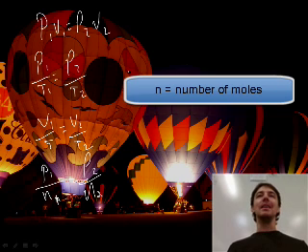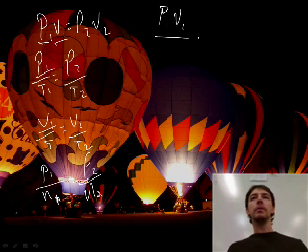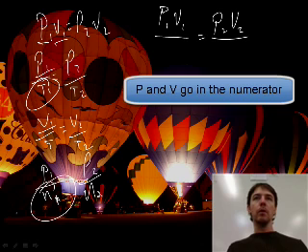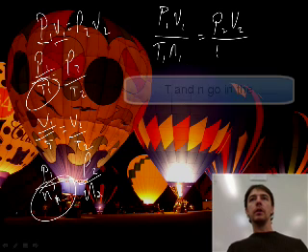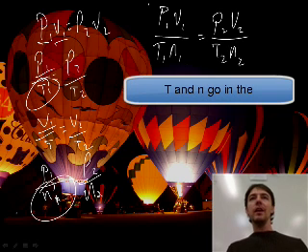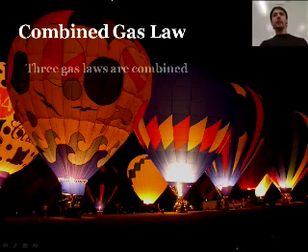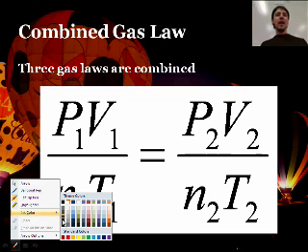So what we're going to do is we're going to combine these. So let's look at everything that's in the numerator. Everything in the numerator is the P and the V. We notice P's here and V's here, always the numerator. So let's put those in the numerator. P1 V1 over something equals P2 V2 over something. Well, what's it over? Everything in the denominator. Temperature is the denominator, and moles are in the denominator. T1 and N1 equals T2 and N2. This is the combined gas law. So all the gas laws are combined: the three ones that we learned, as well as something that includes the N for the moles.